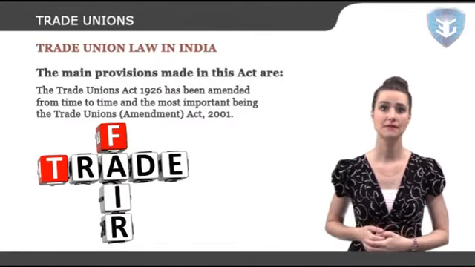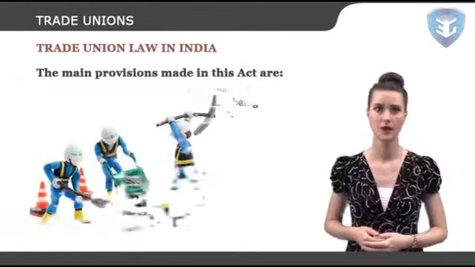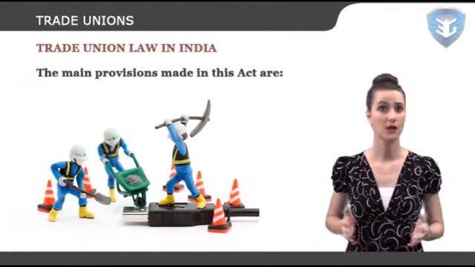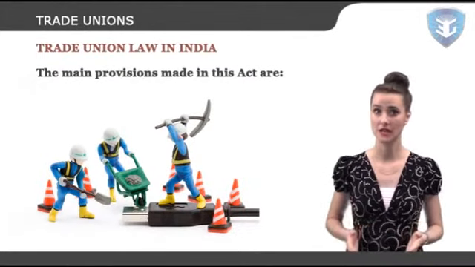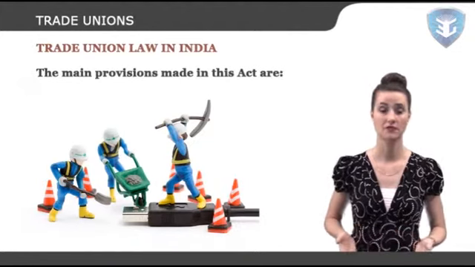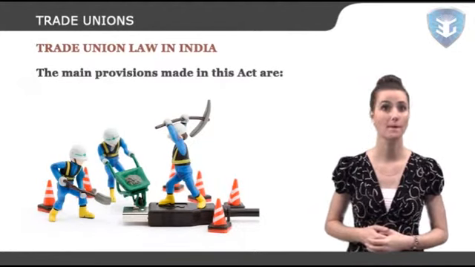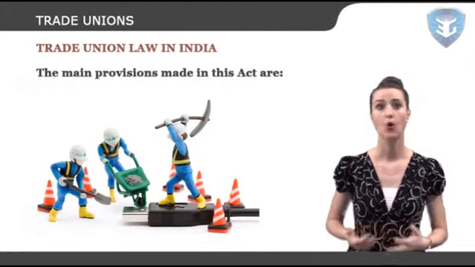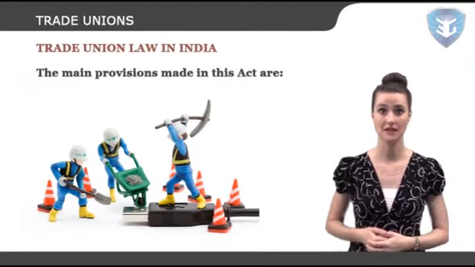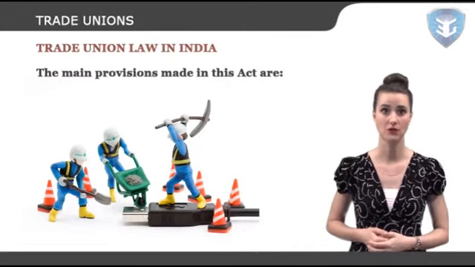Some of the salient features of the Trade Unions Amendment Act 2001 are: no trade union of workmen shall be registered unless at least 10% or 100, whichever is less, subject to a minimum of 7 workmen engaged or employed in the establishment or industry with which it is connected are the members of such trade union on the date of making of application for registration.